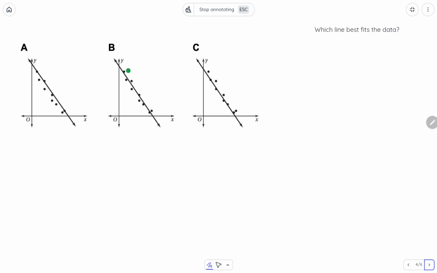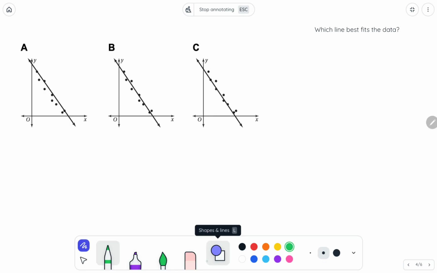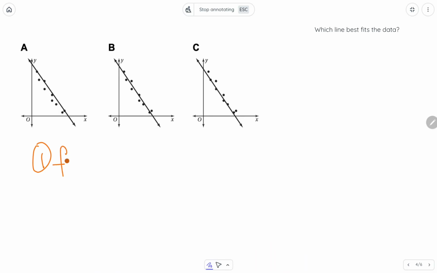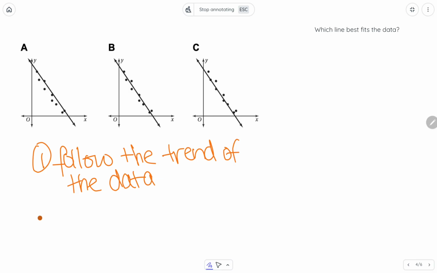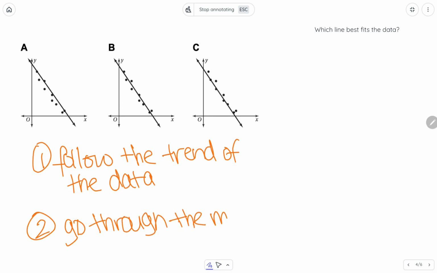Same question for A, B, and C, all with the same scatter plots, but different lines of best fit. So this one might be a little bit more difficult to see, but again, if you recall, the idea for a line of best fit has two requirements. So first, it should follow the trend of the data. That one should be true, and also it should go through the middle of the data. So about the same number of points on each side of the line.